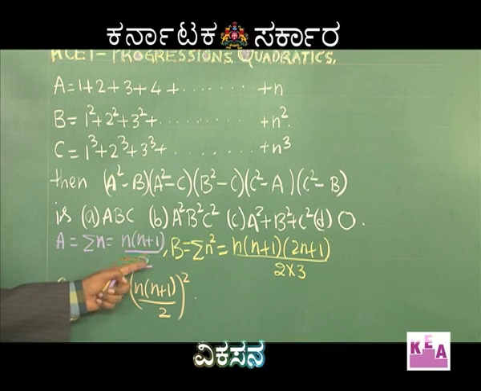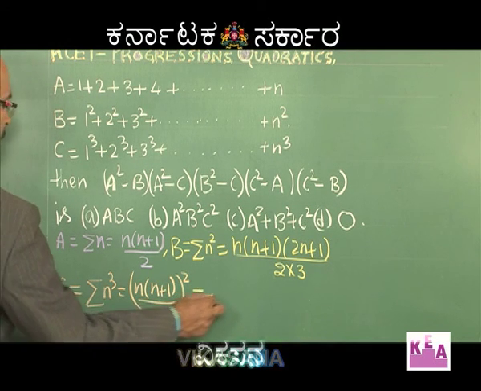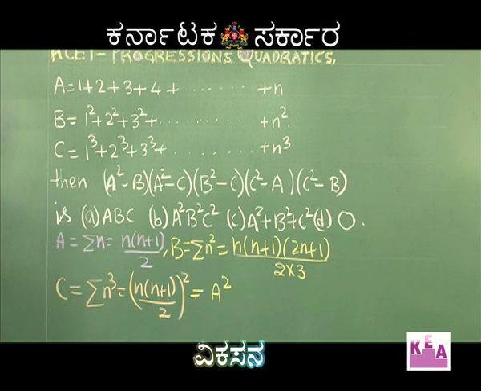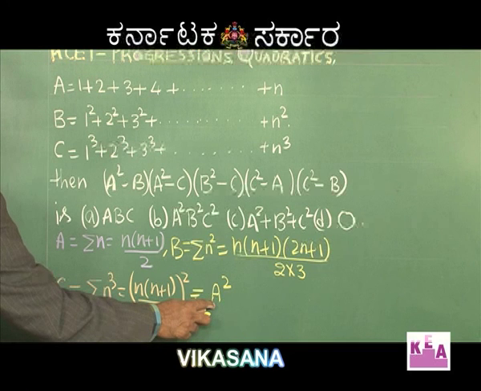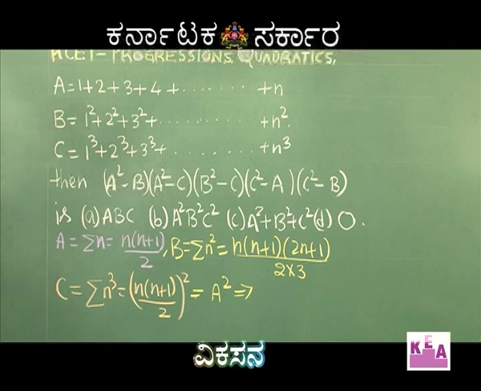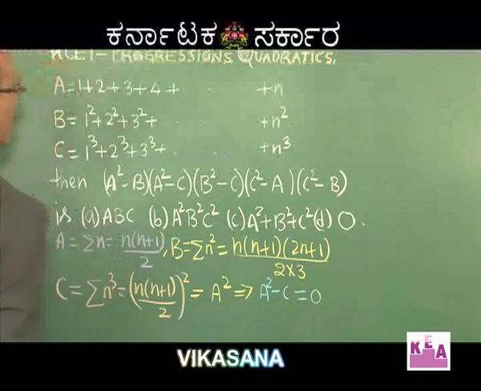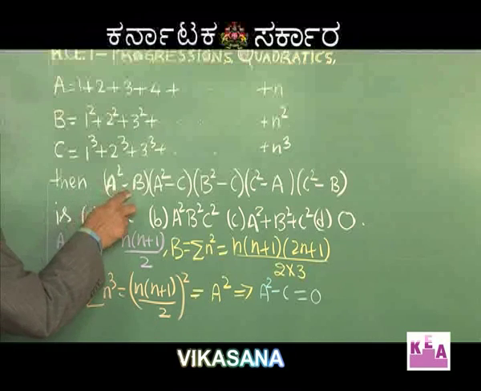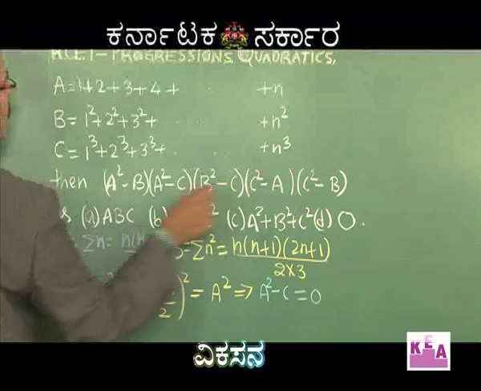A is n into n plus 1 by 2. C is n into n plus 1 by 2 whole square. Can we write this as a square? Do you agree with me? This is a square. C is equal to a square. Correct? Then what is a square minus c? If c is a square, then a square minus c is 0. Now look at the question back. We have a square minus b, a square minus c, b square minus c, square minus a, c square minus b.